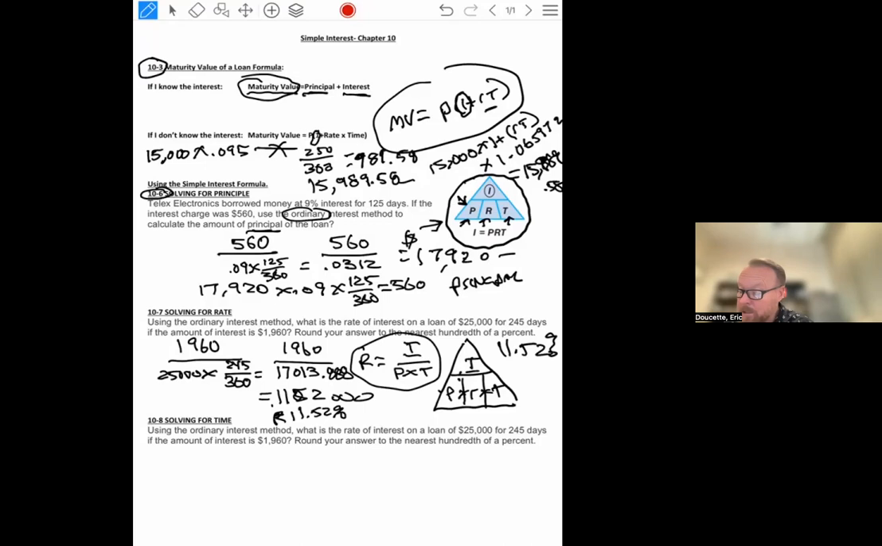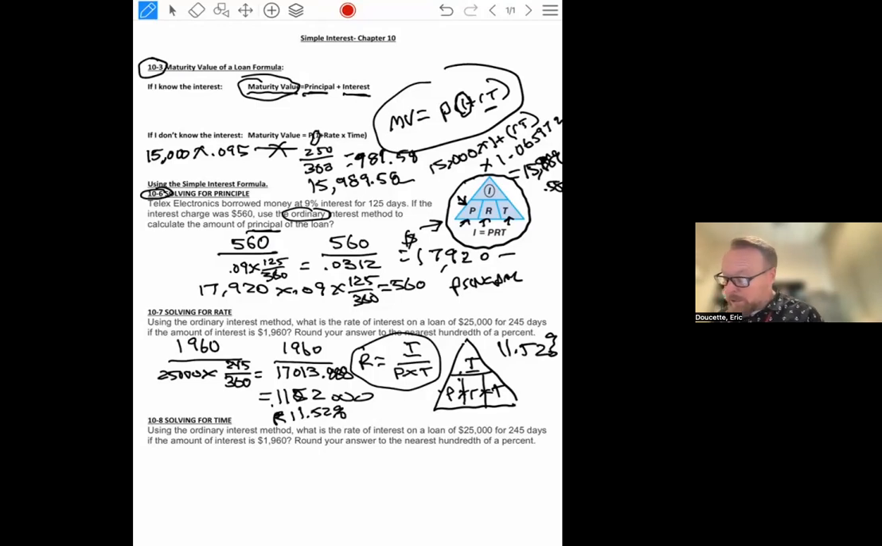I basically just divided the known interest by the principal times the time, and that gave me my rate. All right, the last one we're going to be solving for, what is the rate on the loan? Is this the same problem? It's the exact same problem. So we'll move on. All right, the last one is solving for time.